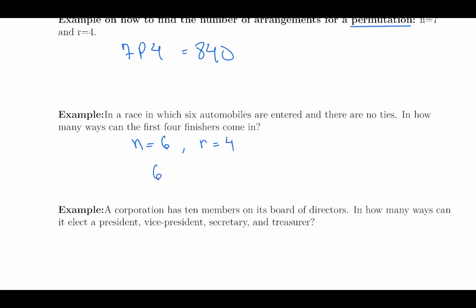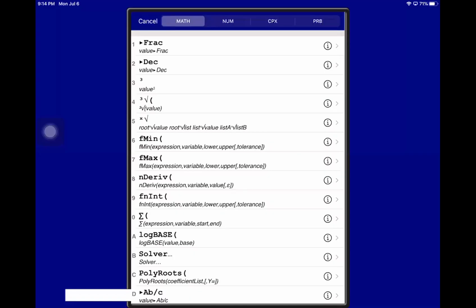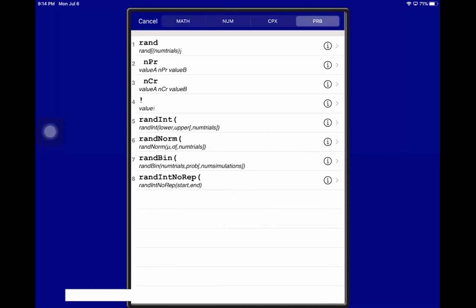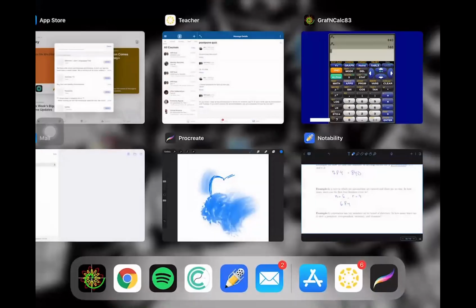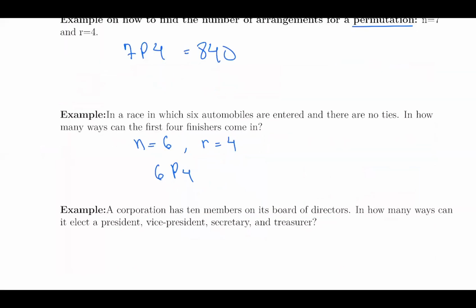So we're gonna do 6P4. Let me do that in my calculator. So we do 6, math, PRB, we do nPr, we do 4, and we get 360. So there's 360 different ways that the first 4 finishers could come in if there's a total of 6 automobiles.